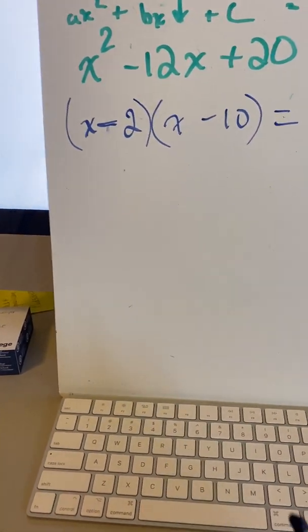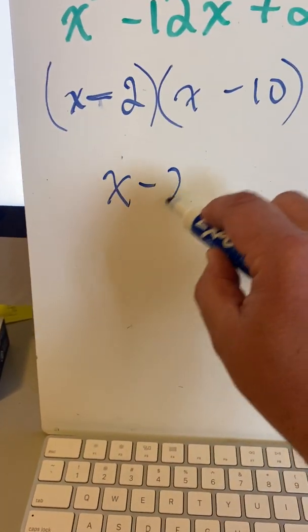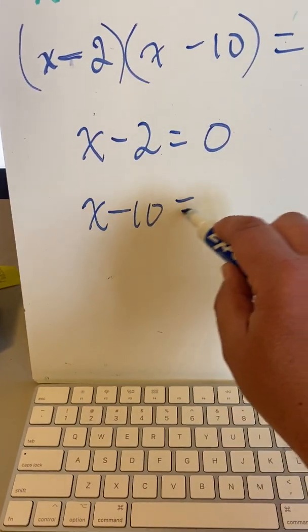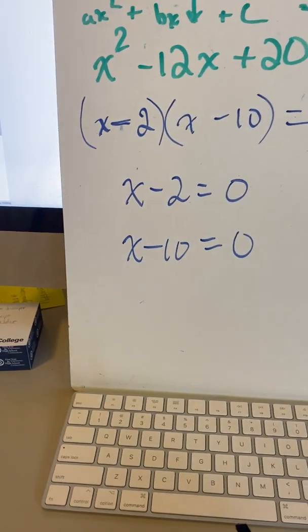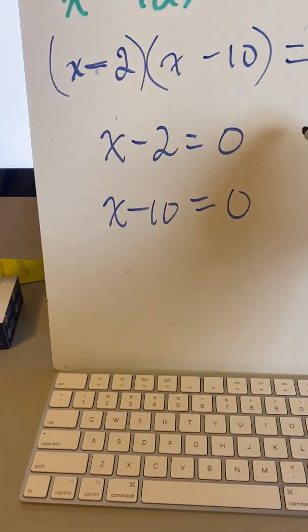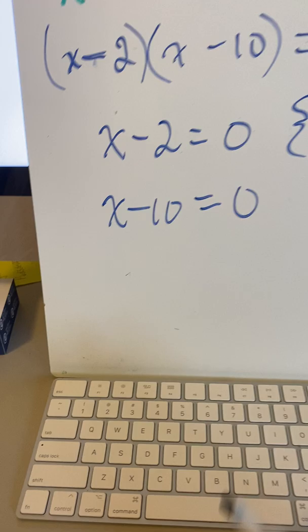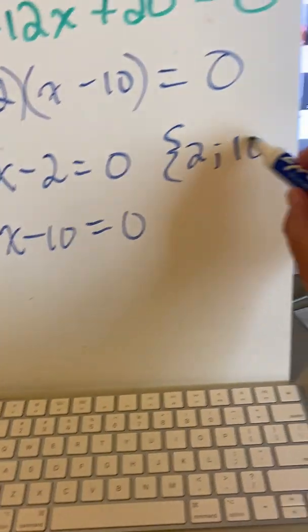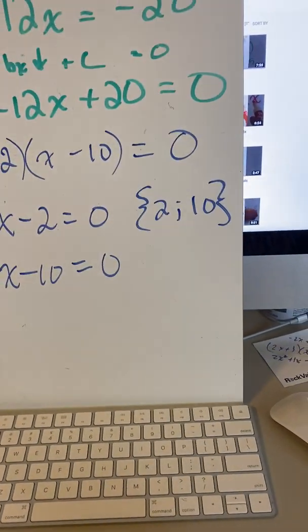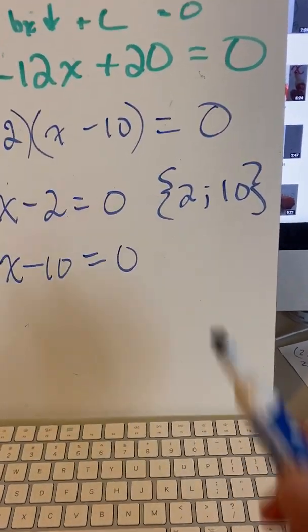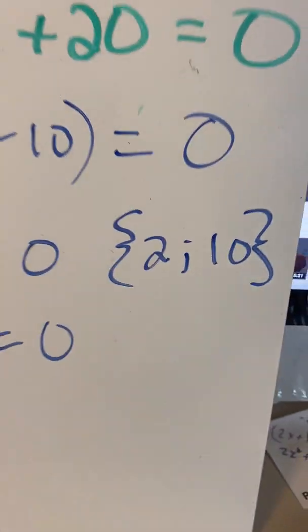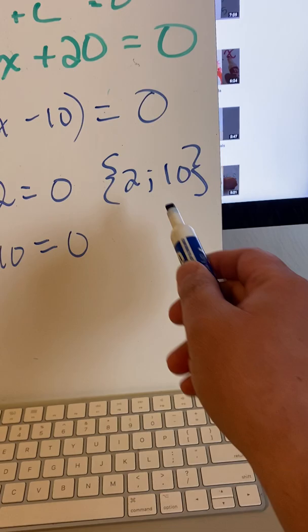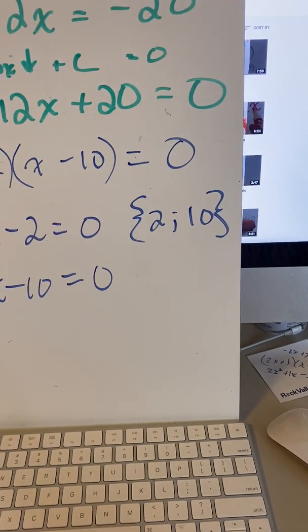That means each individual part, the x minus 2 is equal to 0, and the x minus 10 is equal to 0. So you can figure out pretty simply x is 2, and x is 10. So your solutions for this problem are 2 and 10. Those are the two places that this parabolic curve would cross the x-axis.